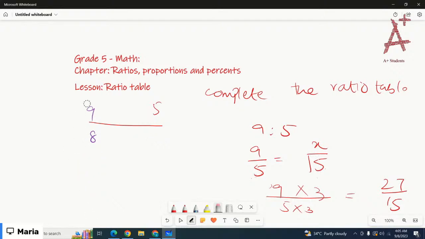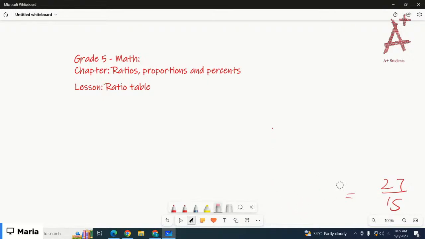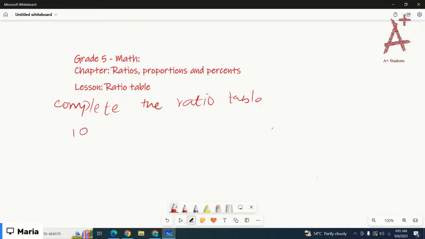Okay, the other example we are going to do is complete the ratio table. And the table given is 10, 20, 30, 40, 50. And here you have 1, 2, 3, the missing number and 5.